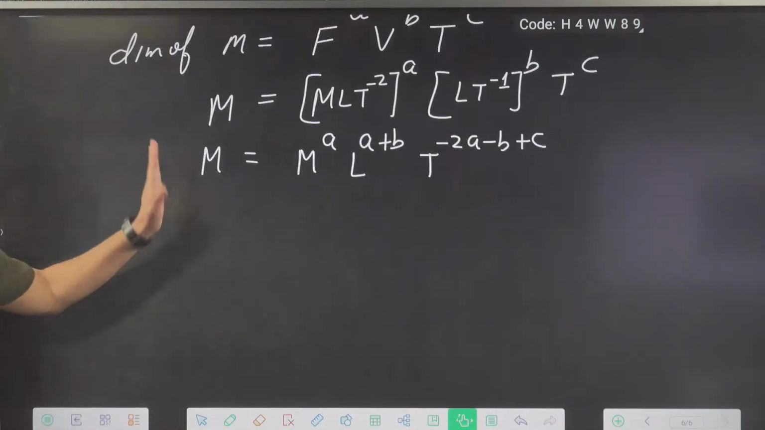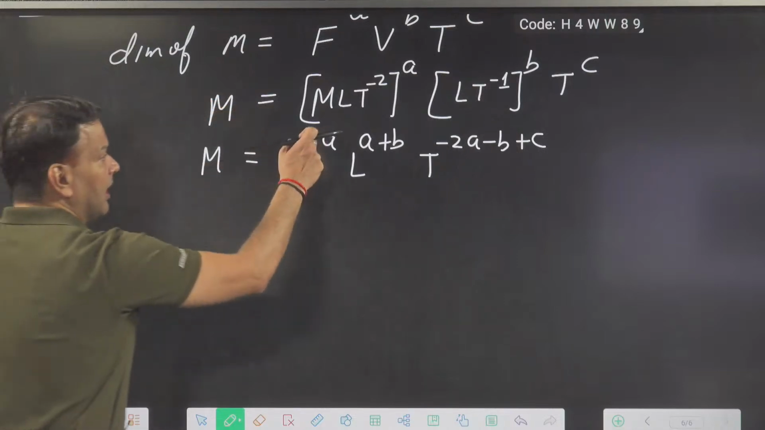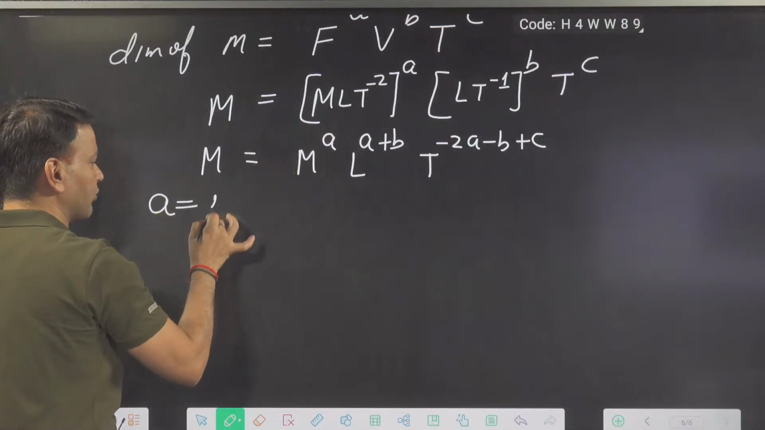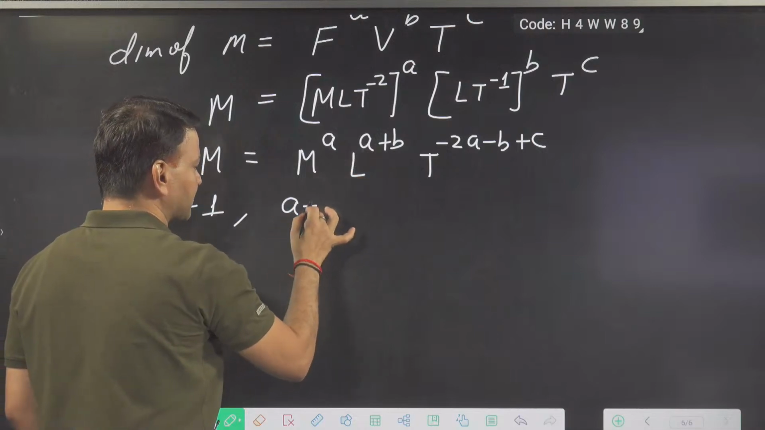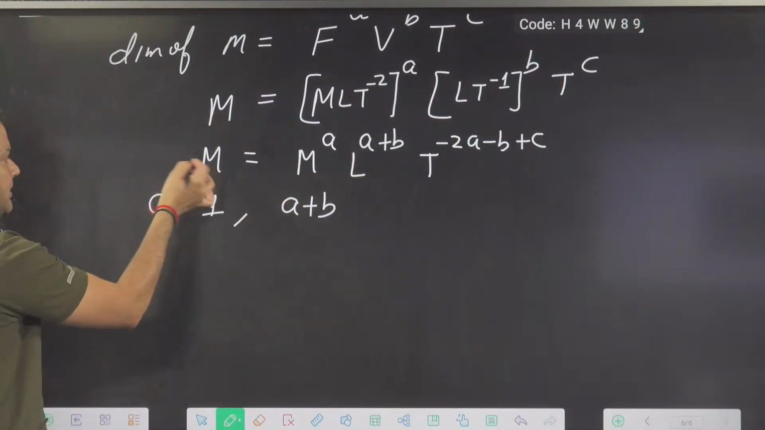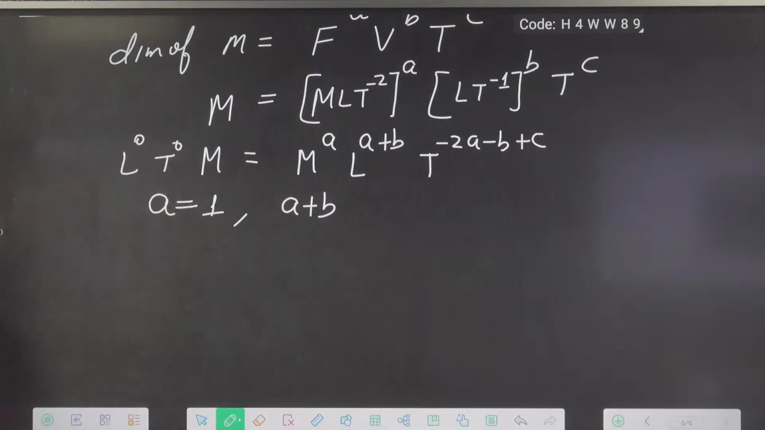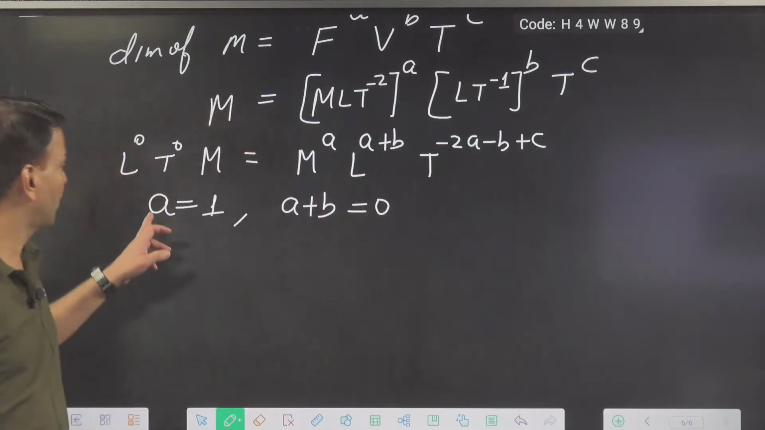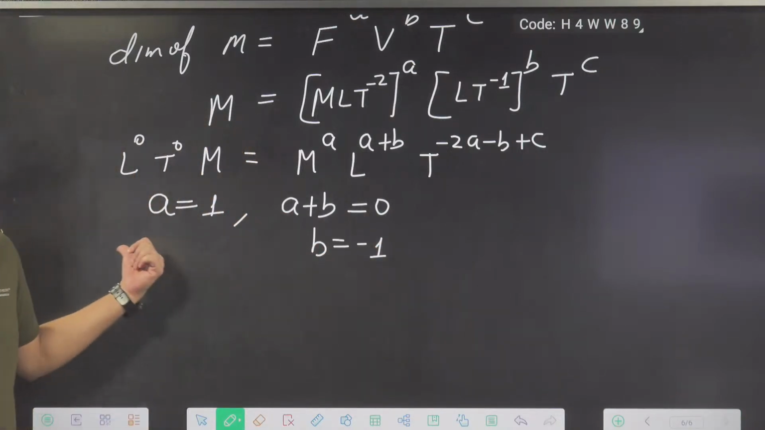Now both are equal, so their dimensions are equal, which means the powers will also be the same. Here the M power is 1, so A is equal to 1. Then the L power: A plus B. Basically the dimension is M L0 T0, because the only dimension is M. It means the L power is 0, the T dimension is 0. So A plus B is 0. A value we got is 1, then B value we got is minus 1, because A value we already got as 1.